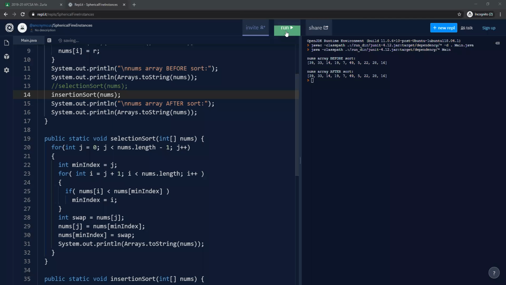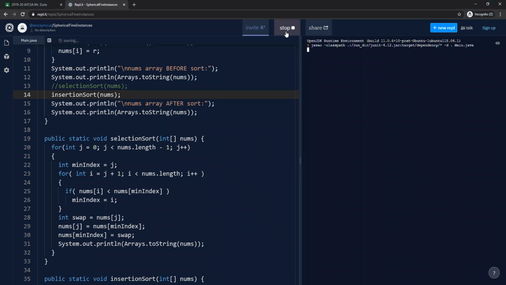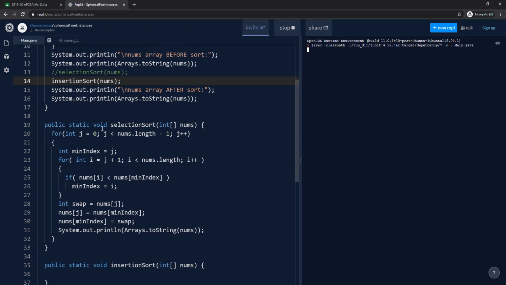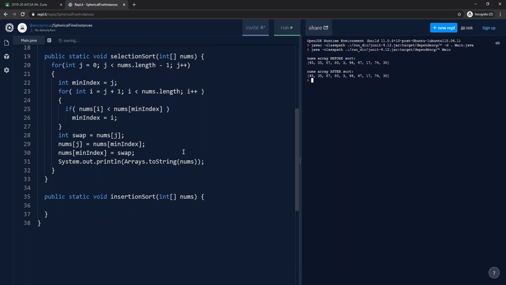All right, welcome back. So I've turned off the selection sort and I've turned on my insertion sort algorithm, but it's blank for now. So we're going to write the missing code. Insertion sort behaves a lot differently than selection sort.